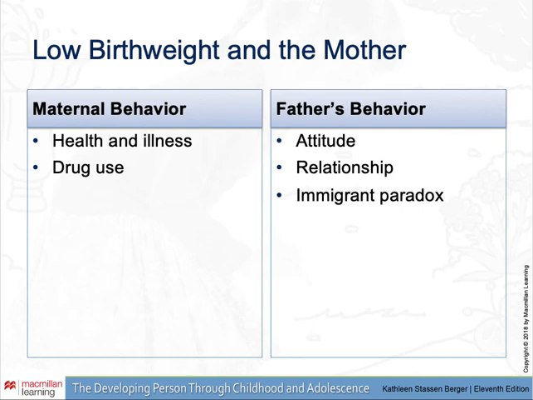There's also the immigrant paradox. Many immigrants have difficulty getting education and well-paid jobs. Their socioeconomic status is therefore low, and low SES correlates with low birth weight, especially in the United States.